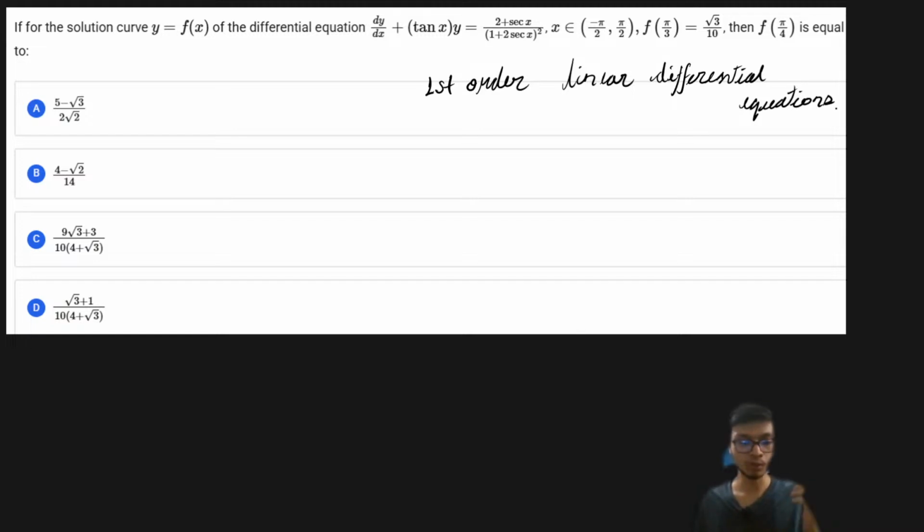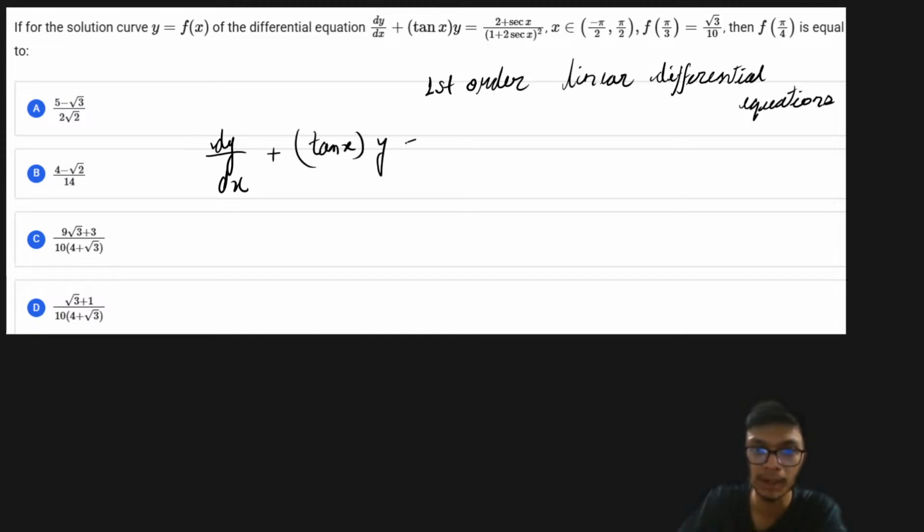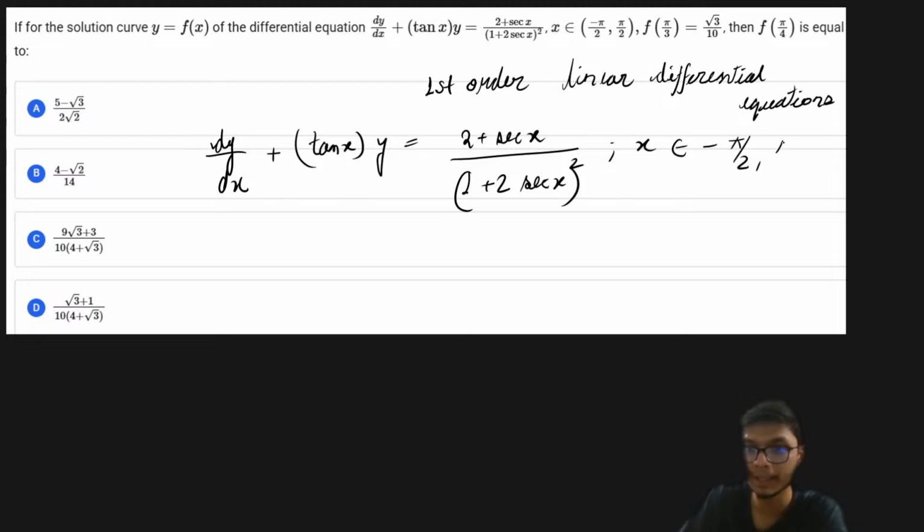We are given the differential equation dy/dx plus tan x times y is equal to (2 plus sec x) divided by (1 plus 2 sec x) whole squared. It is given that x lies between minus pi by 2 and pi by 2.